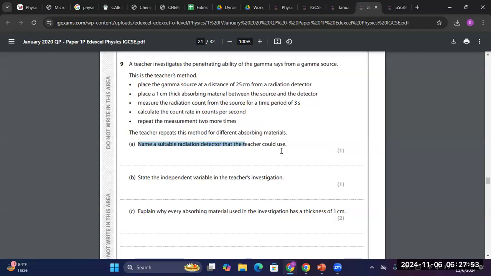The GM tube. What did you say, Shreya? The GM tube. Yes, the GM tube or the GM counter. Now, okay, now go ahead, read the teacher's method and give me the answer for part B.